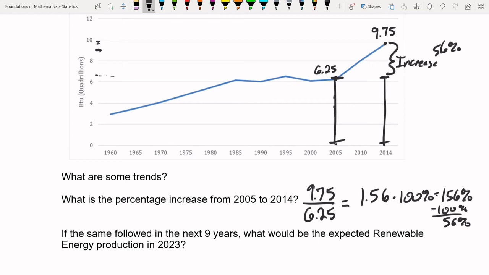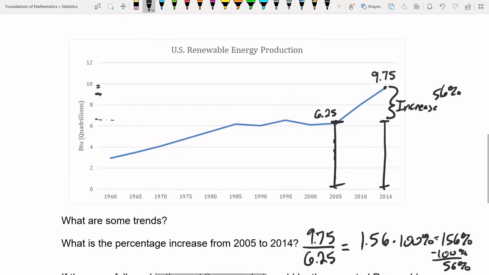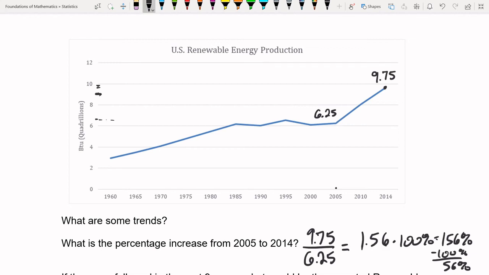Now, if the same trend followed in the next 9 years, what would be the expected renewable energy projection in 2023? Because 9 years on top of 2014 is 2023. So we're asking if it's the exact same trend. So let me clean this up just a little bit. If it's the exact same trend, what's this point here in 2023?